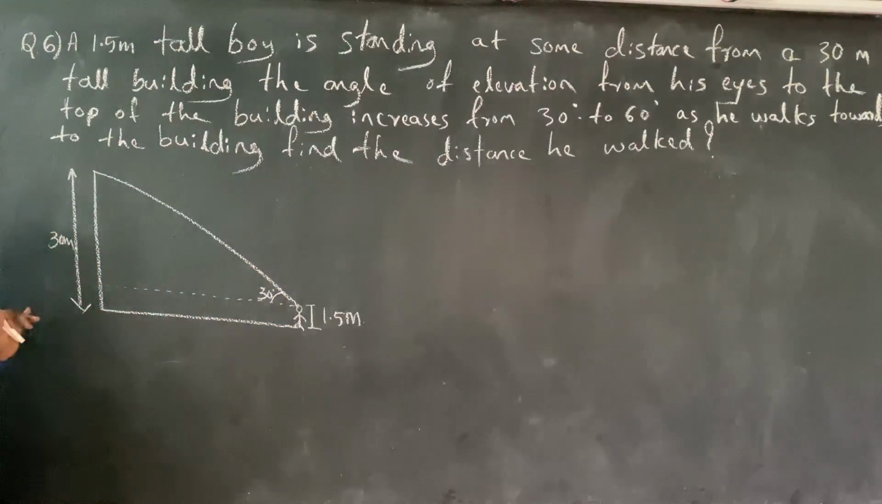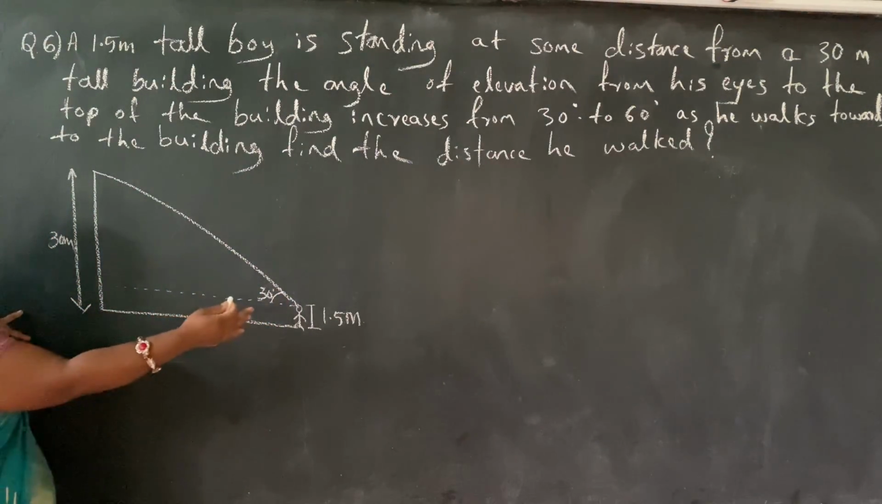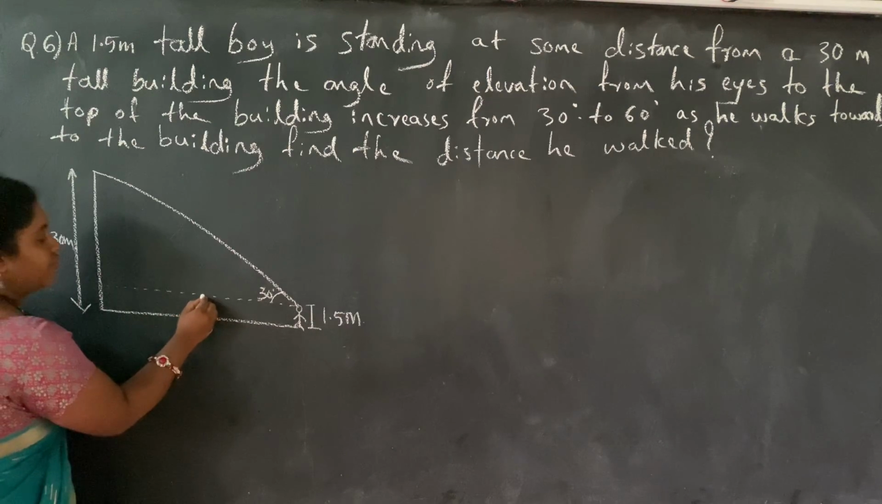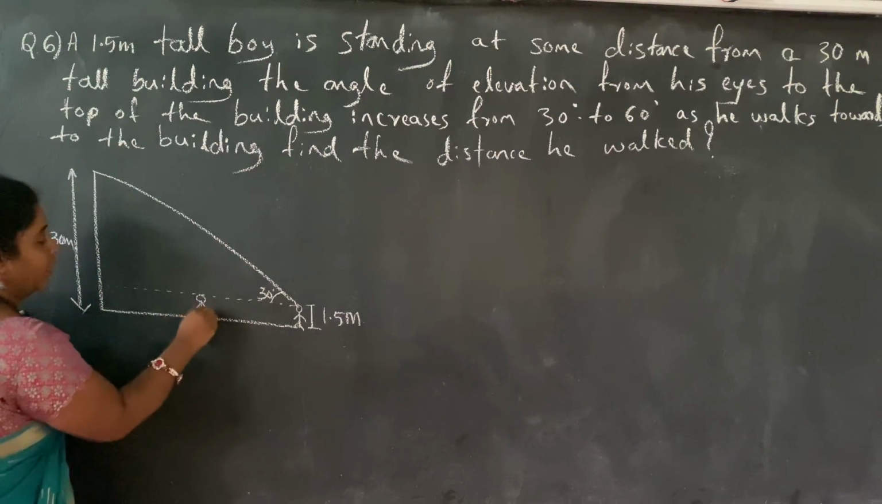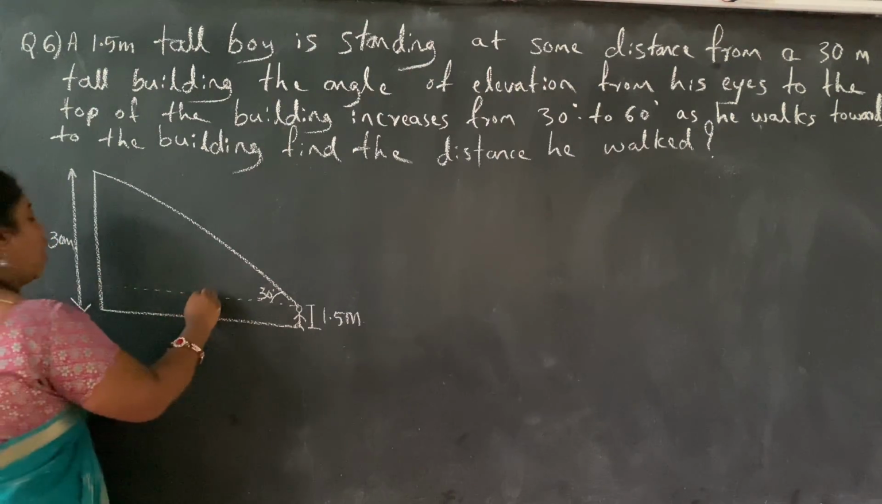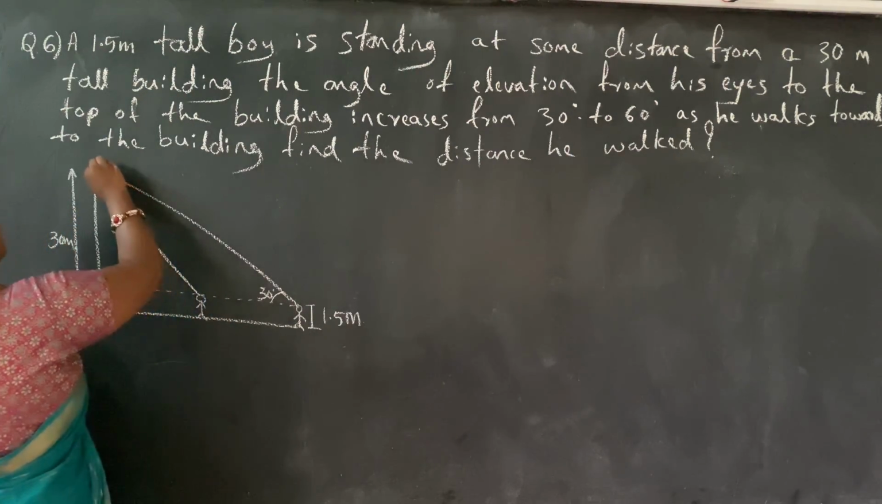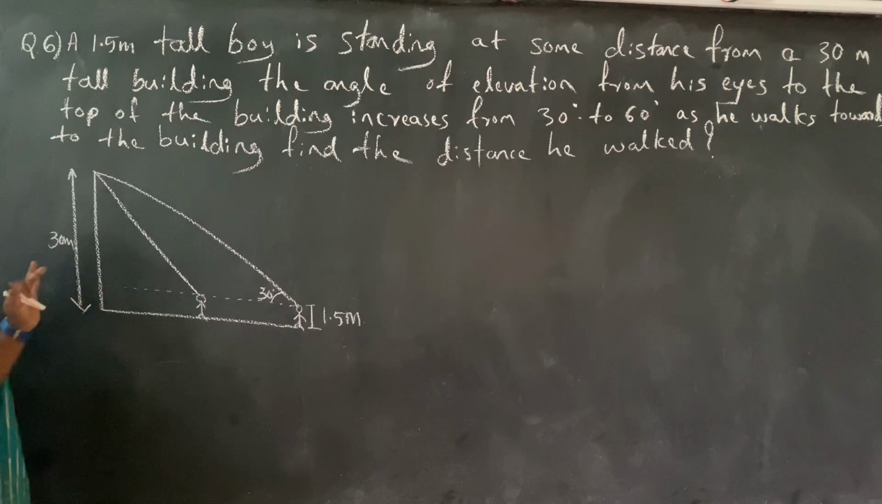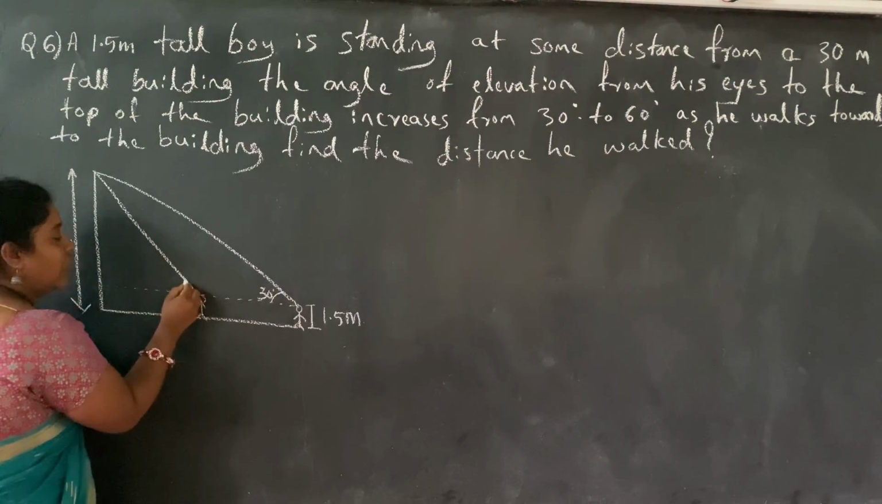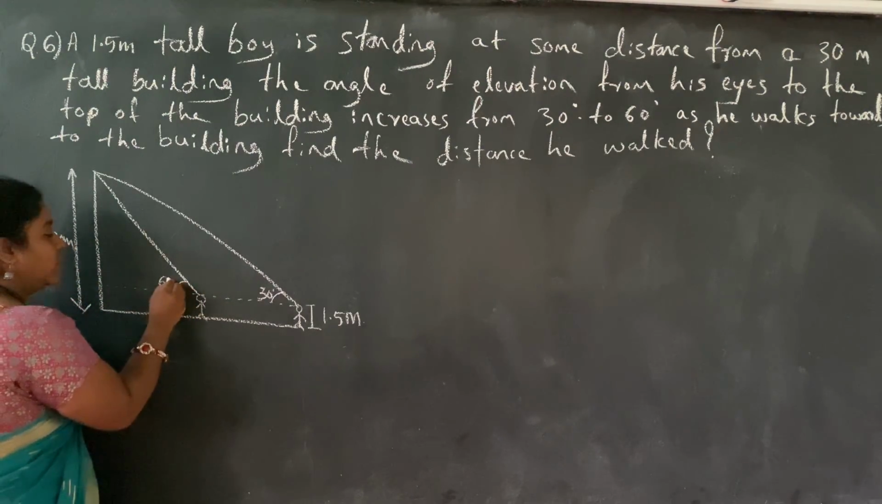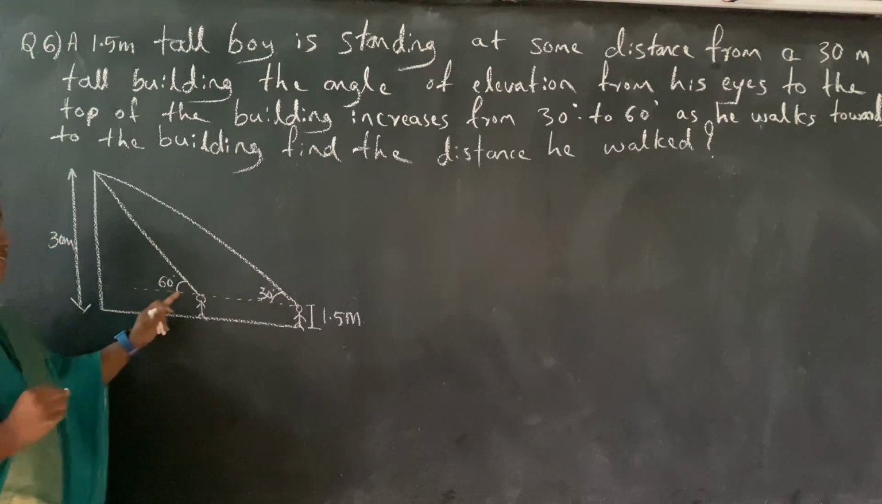Okay, the angle of elevation is 30 degrees, and he starts walking towards the building. He will come somewhere here. From here again he watches the top of the building, and now in this condition the angle of elevation is 60 degrees.